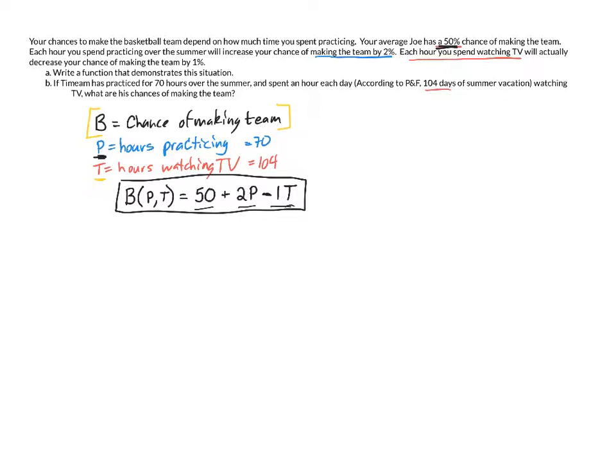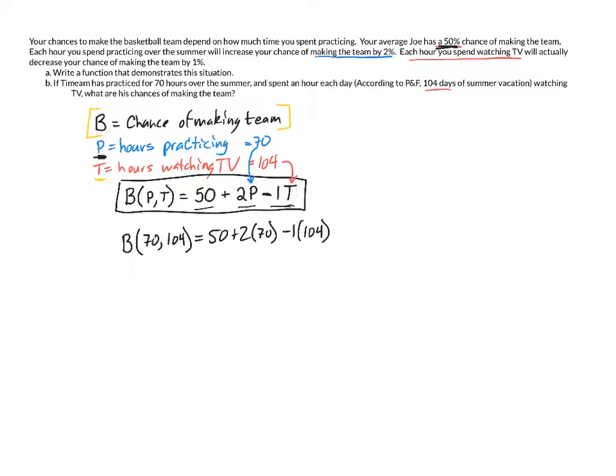All right? So we're going to go ahead and put these numbers in. The 104 is going to go in for the TV, and the 70 is going in for the hours practicing. And so we can say that B of hours practicing, comma, hours of TV equals 50 plus 2 times P, P is 70, minus 1 times T, which is 104, just like that.